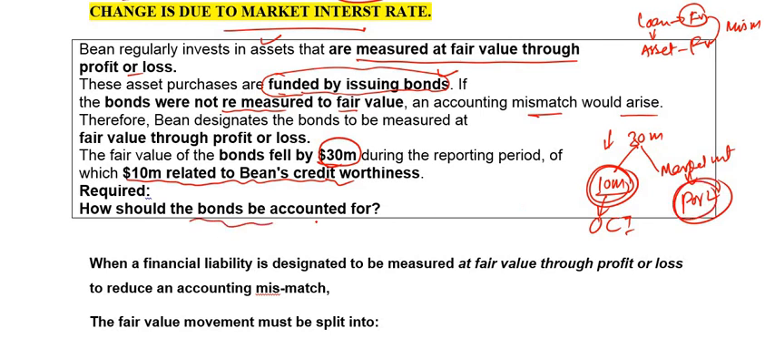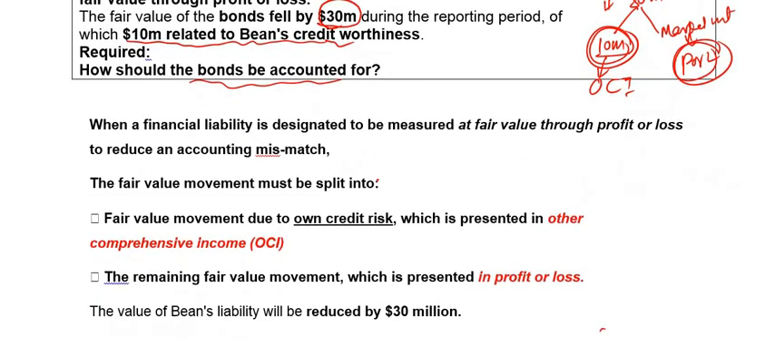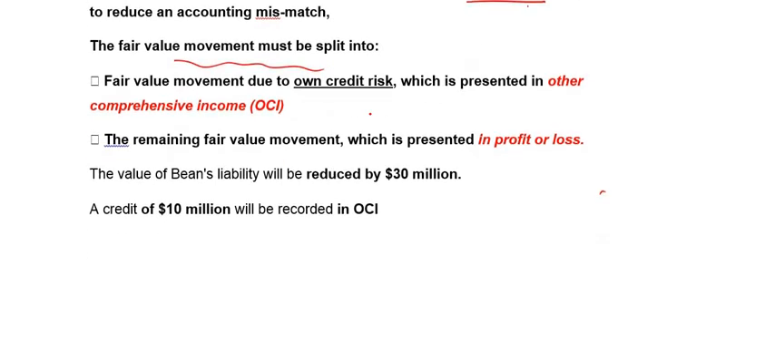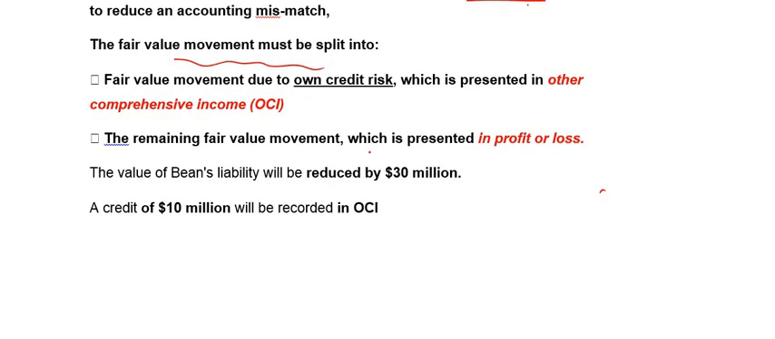So how should the bond be accounted for? As we saw, when the financial liability is designated to be measured at fair value through profit or loss to reduce the accounting mismatch, the fair value must be split. So we will split the fair value measurement. Fair value movement due to own credit risk will go to the OCI, and the remaining, due to market interest, will go to profit or loss.